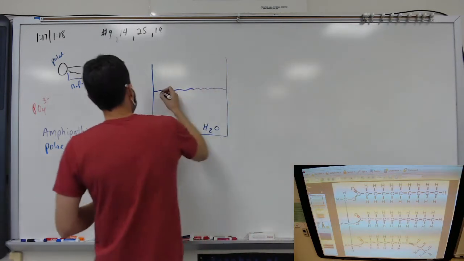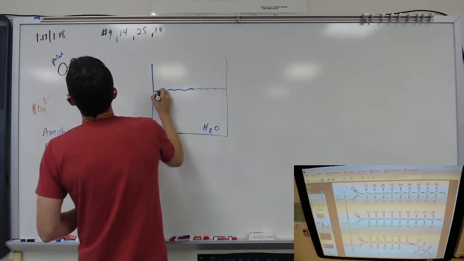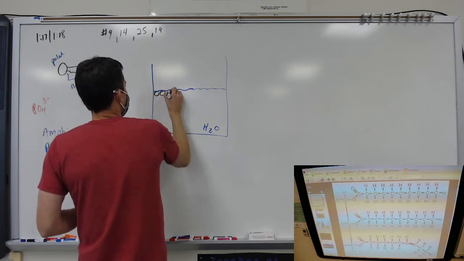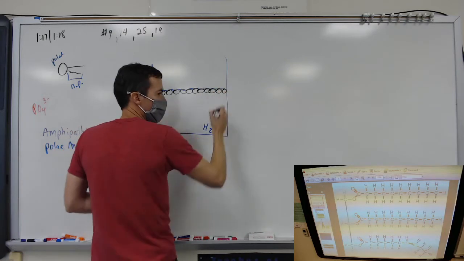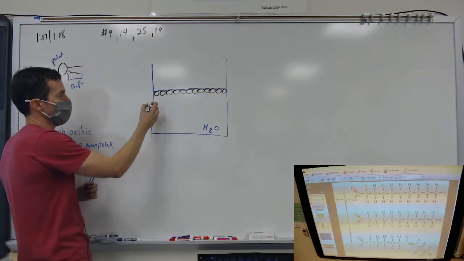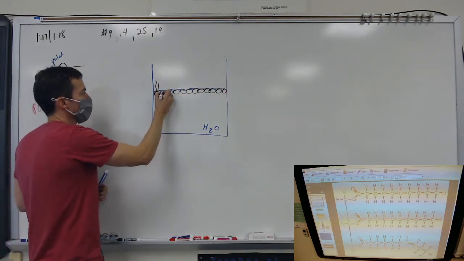So if I dump a bunch of phospholipids in there, it'll look like this. All the polar heads will be in the water, because water's polar, and the heads are polar. All the tails are like this.